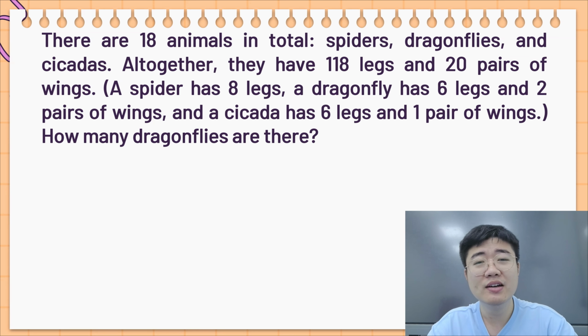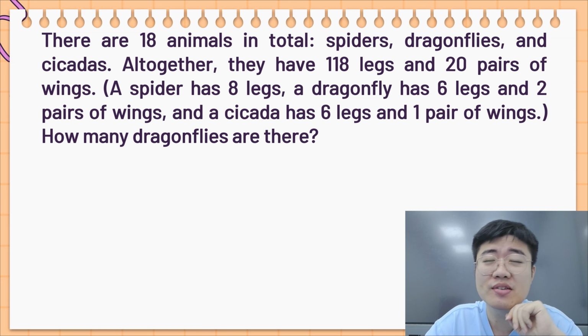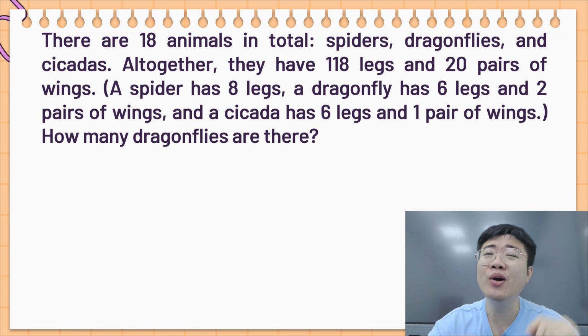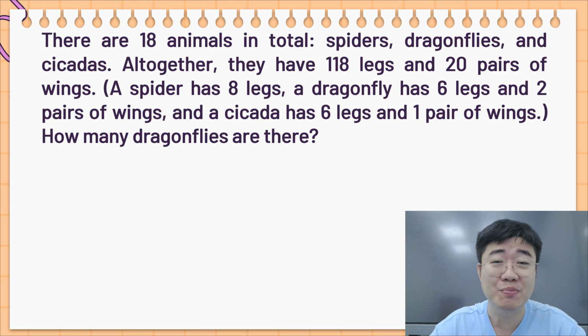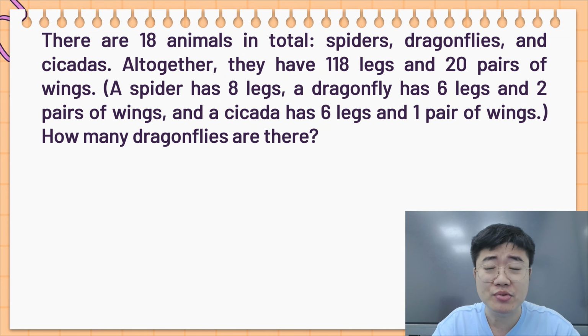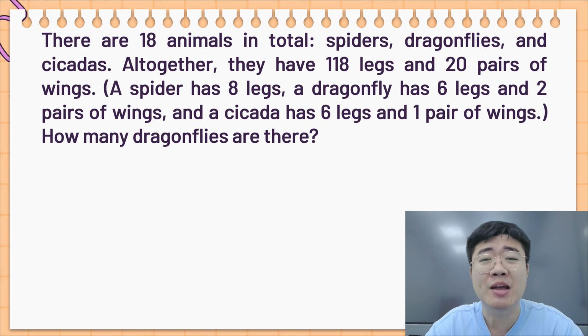Let's check. There are 3 animals, 3 objects: spider, dragonfly, cicada. So we know according to our method just now, we must group 2 of them together, make them into one type of animal. So different from the previous question, just now it was only discussing the number of legs.